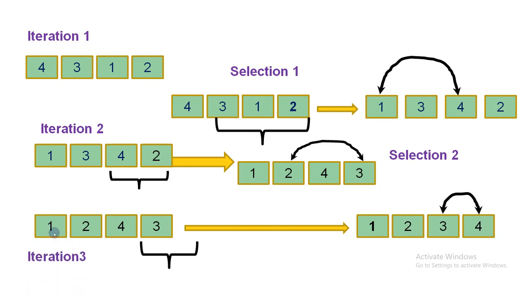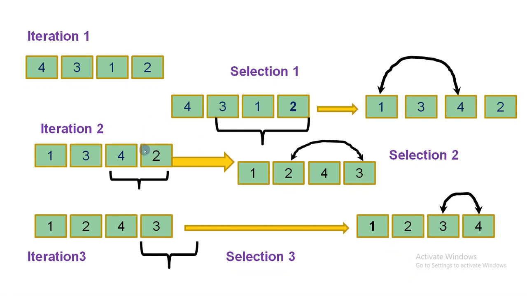And in the third iteration, 1 and 2 are already sorted, and 4 and 3 remain to be sorted, and the element in the third position, that is position index 2, is assumed to be the smallest among the remaining, and the remaining elements happen to be only 1 in this particular example. Therefore, selection is to be made only from this, and this is 3. And how is this selection made? The element in this position is compared with this element, and this element is found to be lesser than this, therefore swapping will take place, and what comes out of selection 3 is a sorted array, 1, 2, 3, 4.